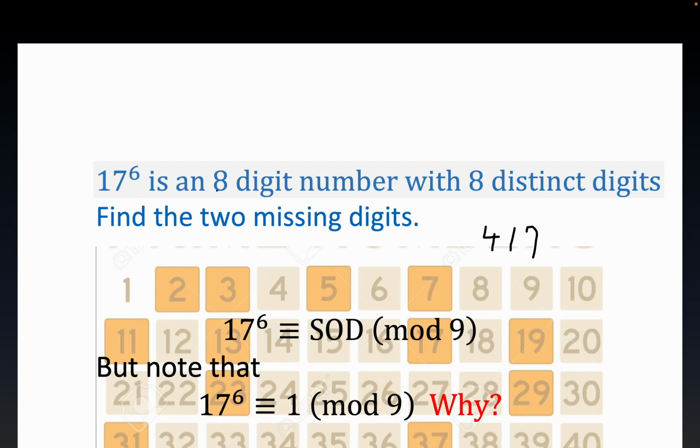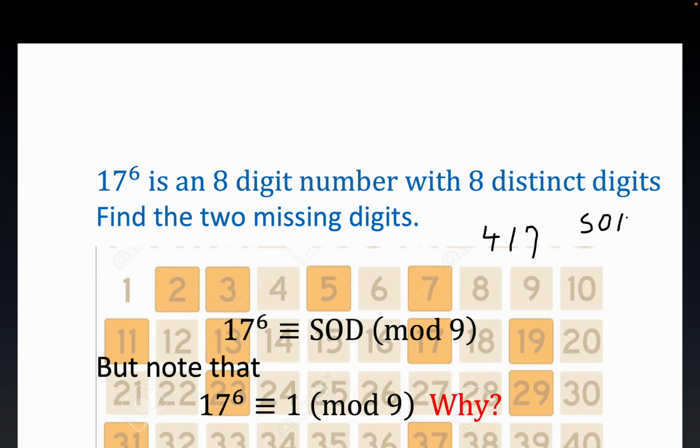We're given that it's an 8-digit number with 8 distinct digits. Okay, so since there's 10 decimal digits, there's clearly 2 missing digits. Now let's just talk. This is an example of a sum of the digits problem, where a particular result regarding the sum of the digits is handy.